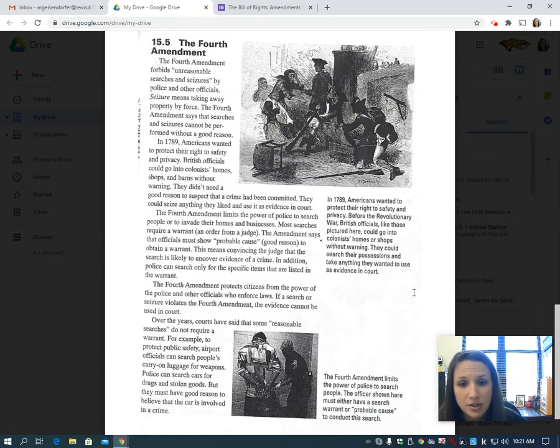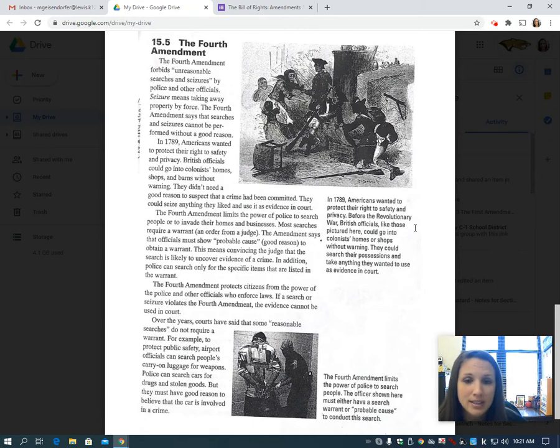All right. So what you see at the top is a picture again from what was going on with the British and the Americans. It says, in 1789, Americans wanted to protect their right to safety and privacy. Before the Revolutionary War, British officials, like those pictured here, could go into colonists' homes or shops without warning. They could search their possessions and take anything they wanted to use as evidence in court. So that is definitely not okay to do that.